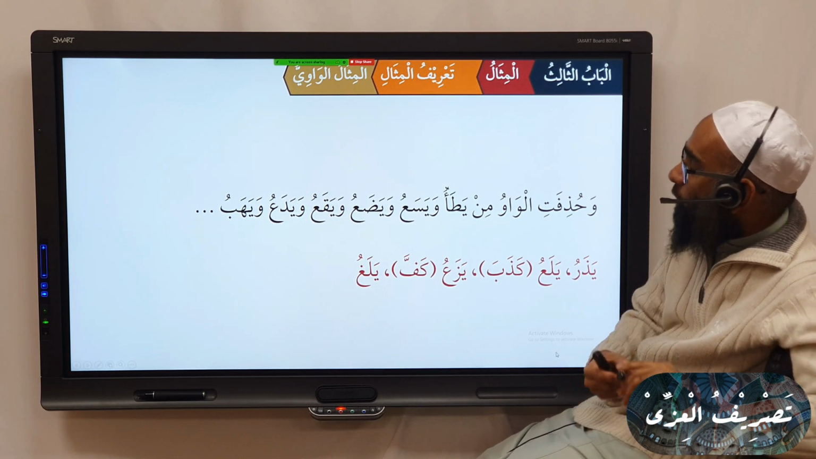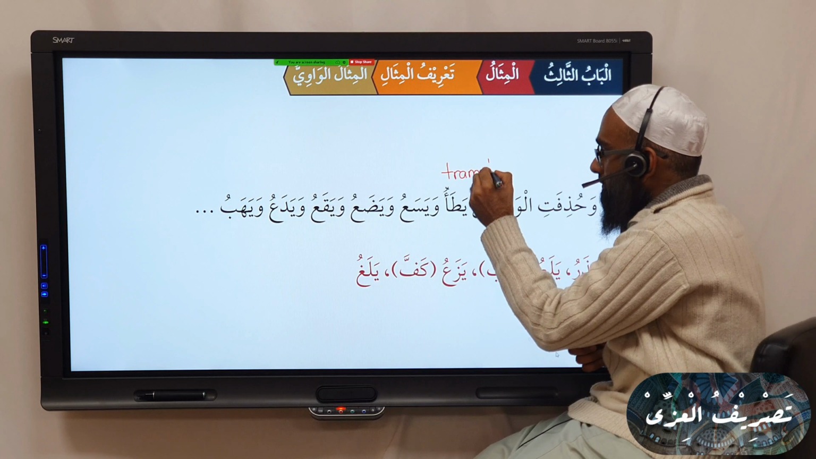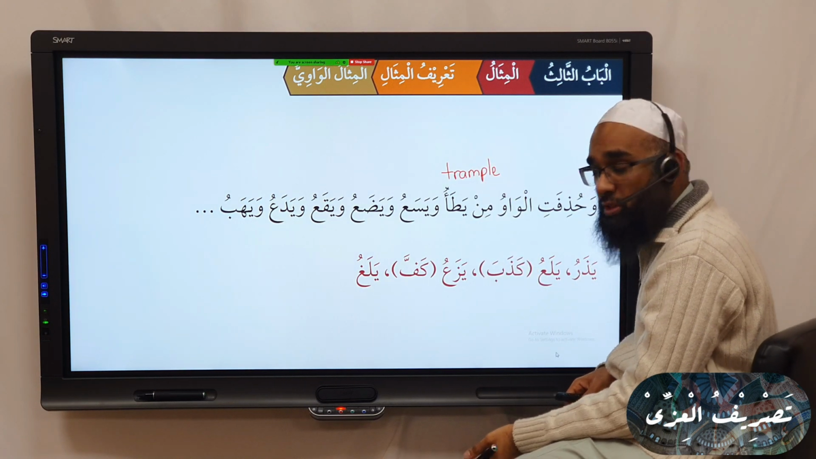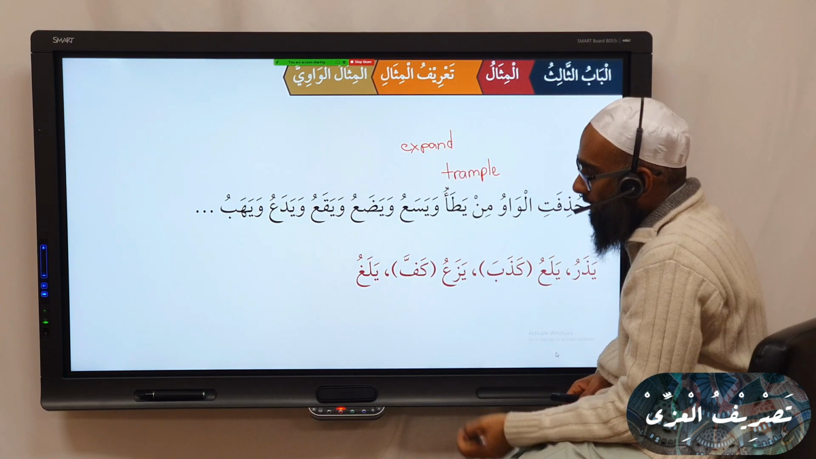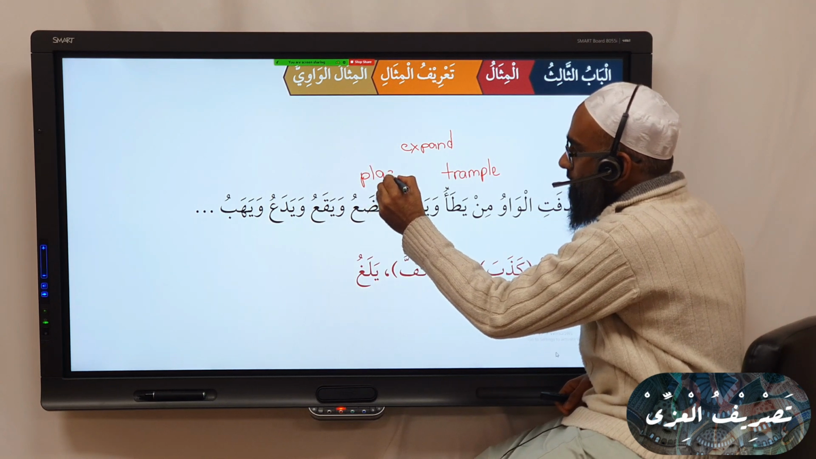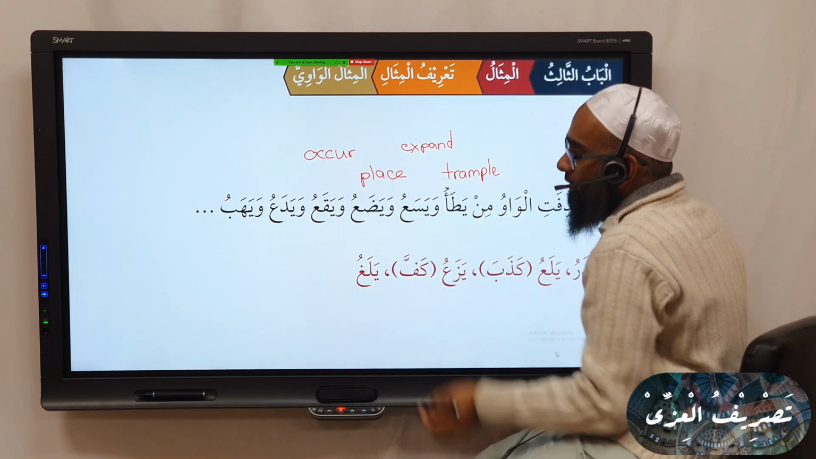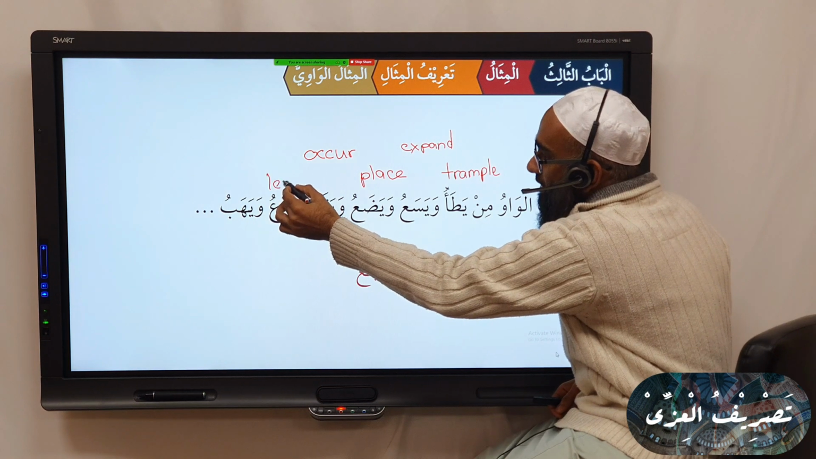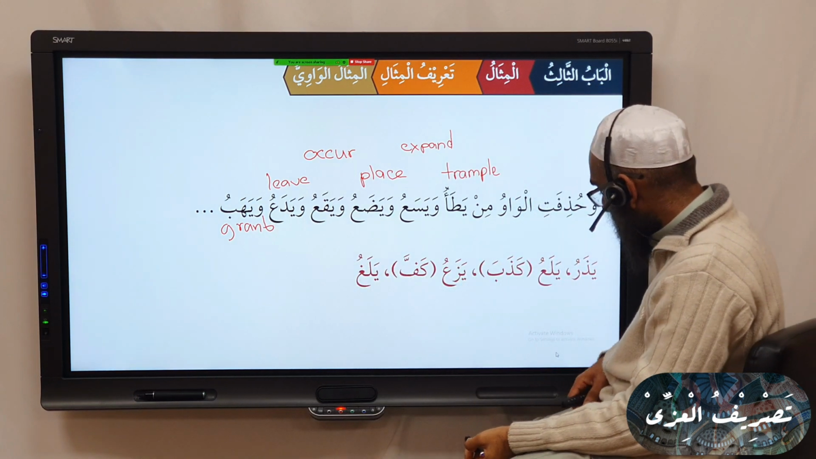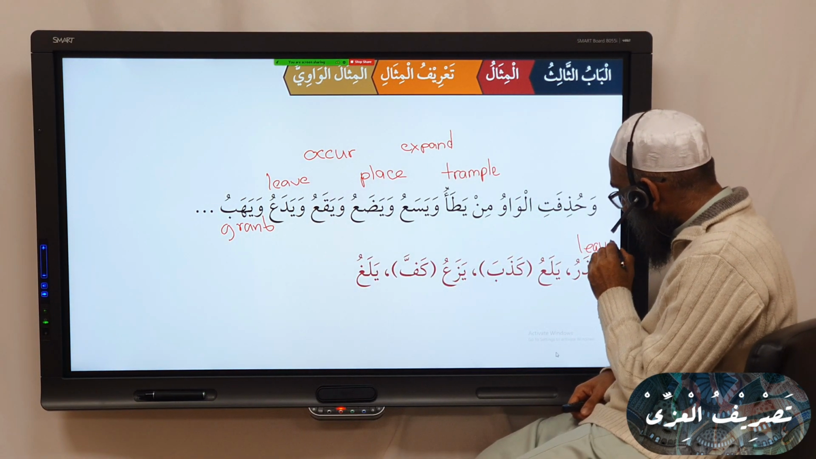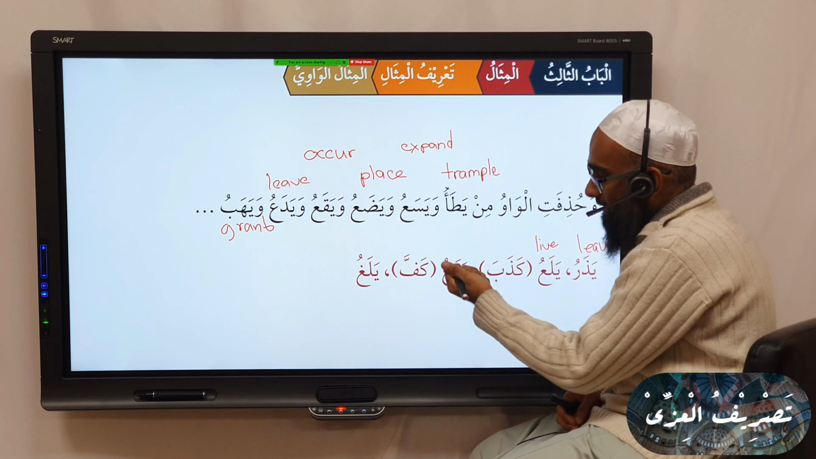What are these words? Yata'u is to squash or to trample. Wasi'a kursiyuhu sama, wasi'a is to expand, to be wide. Yada'u is to place. Yaqa'u is to occur. Yada'u is to leave. Yahabu is to grant, to give. Yadharu is also to leave. What does yala'u mean? Yala'u means to lie, kadaba. Yaza'u is to stop.